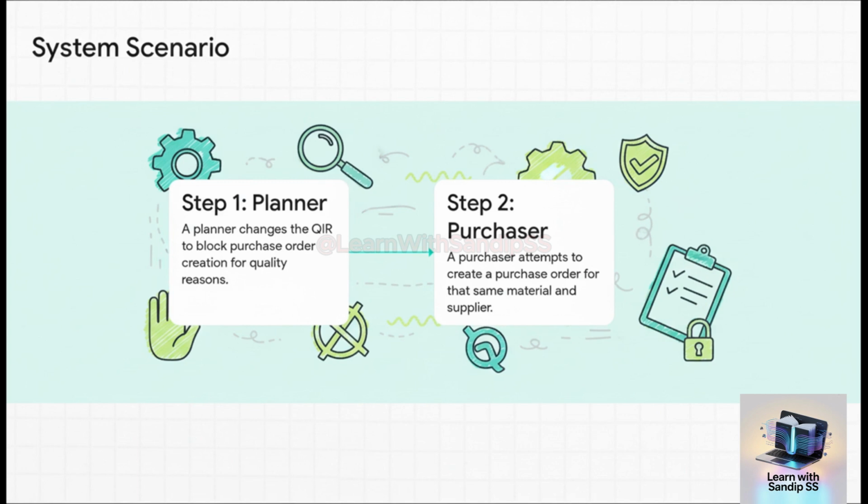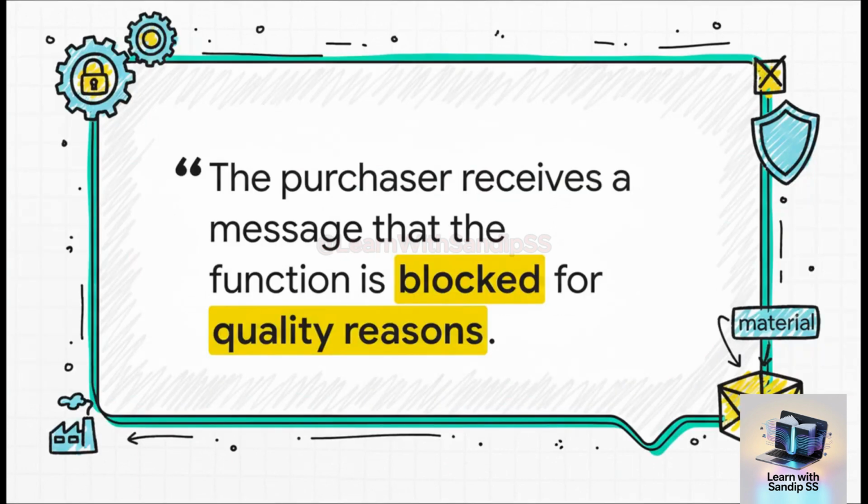So, what do you think happens? Exactly. The system jumps right in. It doesn't let it go through, it doesn't crash, it just pops up a clear, simple message right on the buyer's screen, letting them know that this action is blocked for quality reasons. And that's the whole point. The QIR didn't just store the rule, it actively enforced it right at the moment of action.